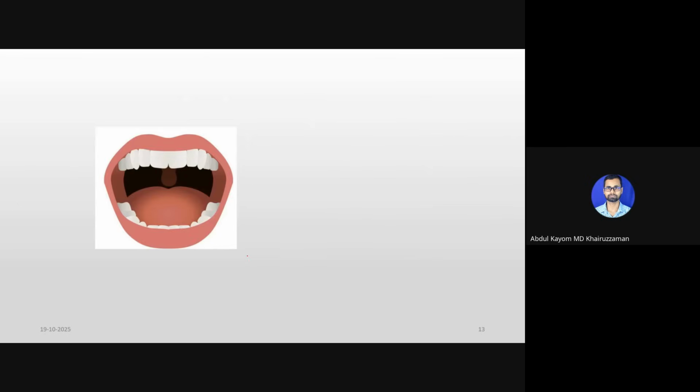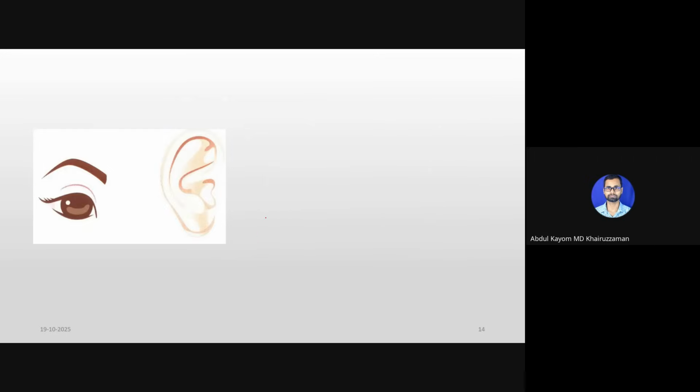Then this is the mouth, right? In Arabic, we call it famun. We have only one mouth, so this is used as a masculine word in Arabic. So we say hada famun. We don't say hadhi famun. We say hada famun. This is a mouth.